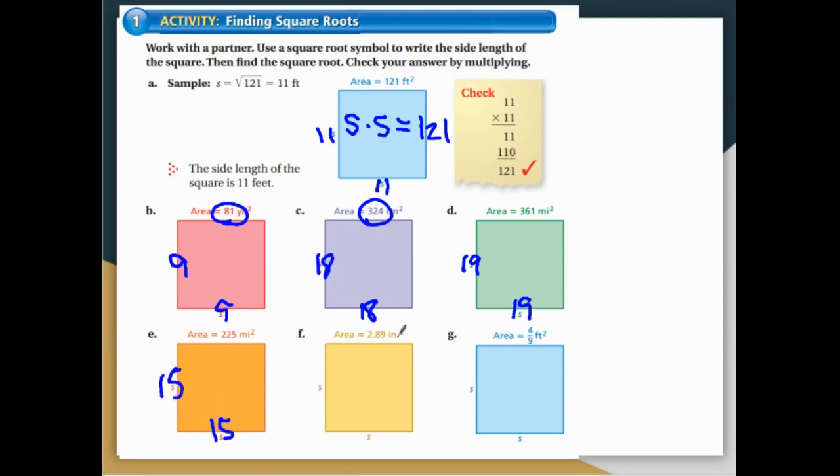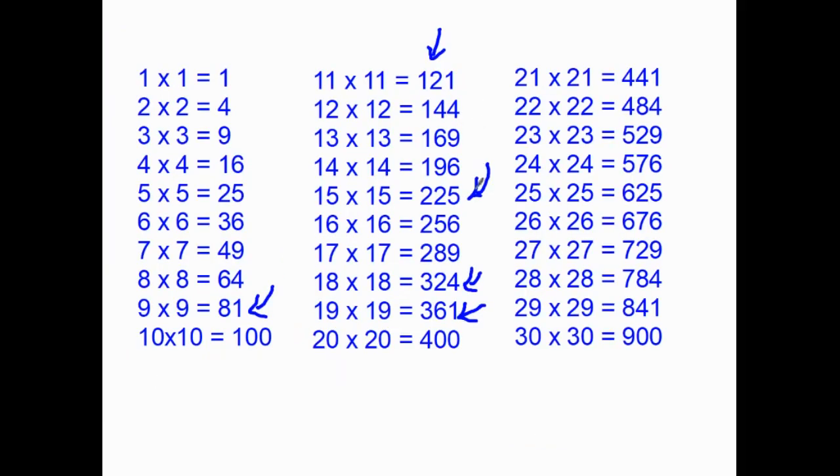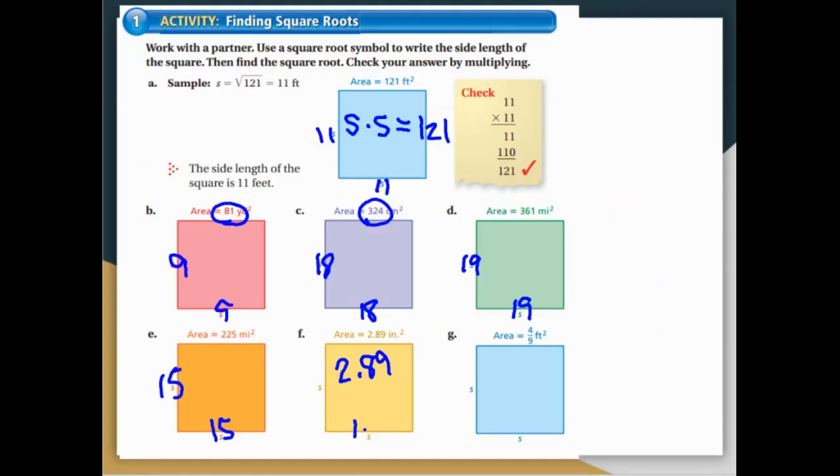15 times 15. Now here we have 2.89. So let's just forget about the decimal and look for 289. If we look for 289, we see it right here. But it's not 289, it's 2.89 with two decimals. So if you put a point here and a point here, when you multiply, there would be two decimal places, so you'd move your decimal over twice, and that would be your answer. So the length of this side is 1.7 and 1.7.